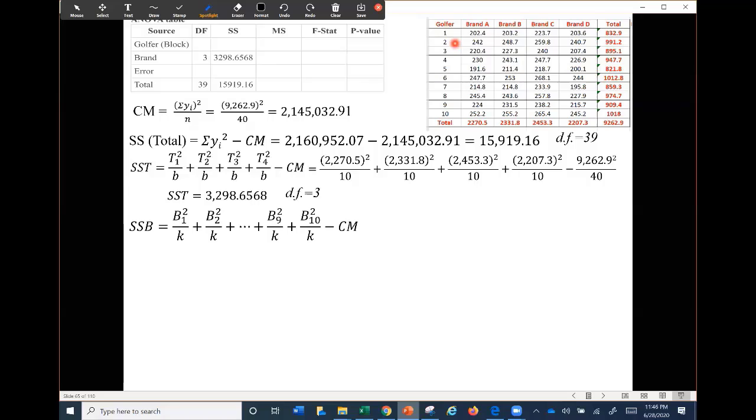Then the shortcut formula is very similar to the previous one, where B1 represents the sum of all of these values in these rows. It is the first sum. This is B1.